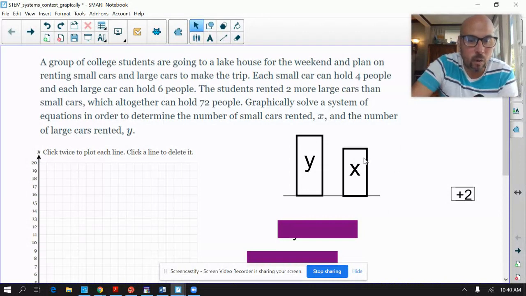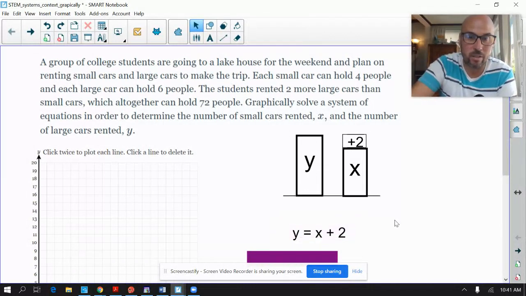But I don't want an inequality, I want an equality. I know that they rented exactly 2 more large cars than they did small cars. So if I take the number of small cars and add 2, then they will be identical. So I have my equation. The amount of large cars is the same as the amount of small cars plus 2.